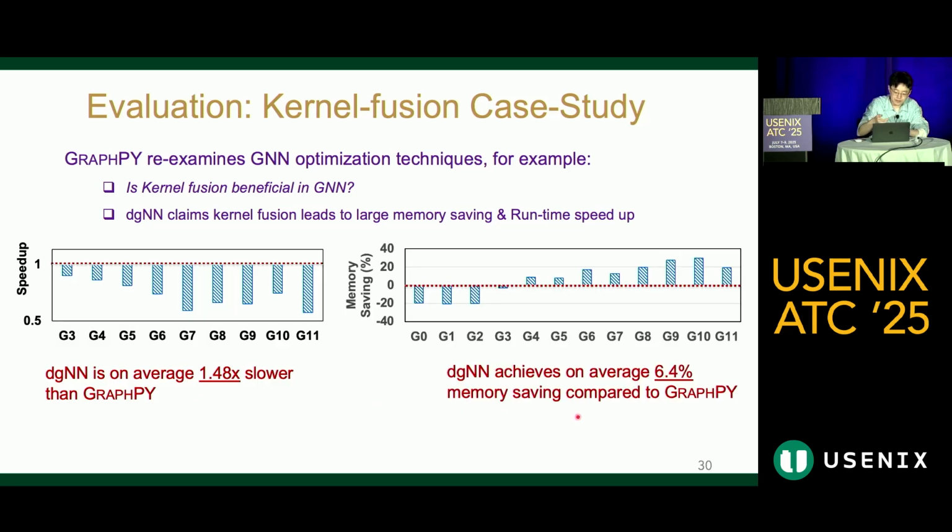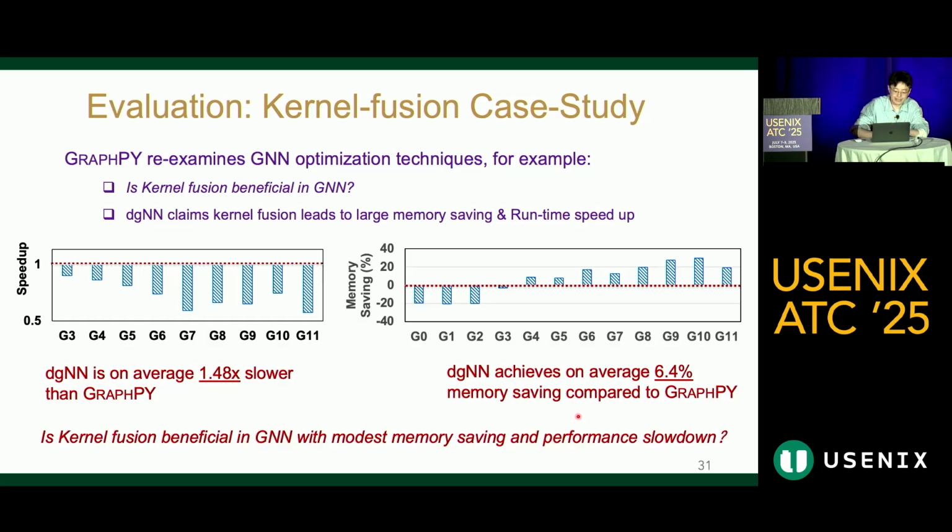We also find that for memory saving, DGNN can only achieve 6.4% memory saving compared to GraphPy. So given this performance slowdown and modest memory saving, whether kernel fusion is beneficial in GNN becomes an open question.